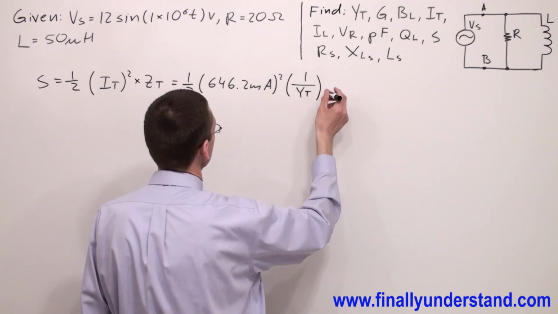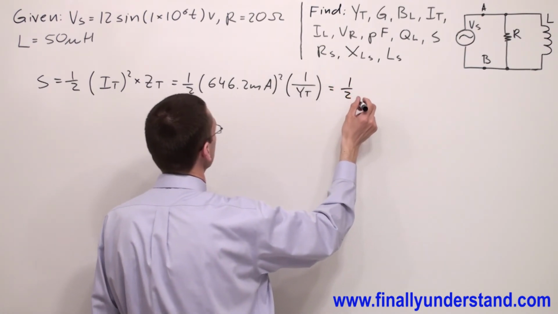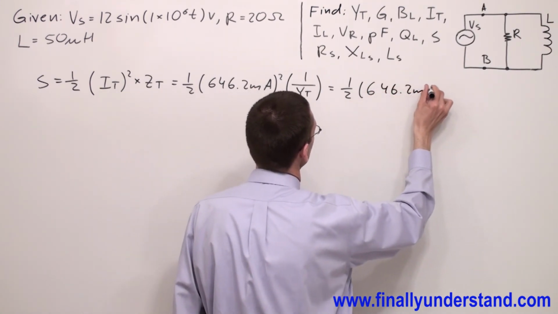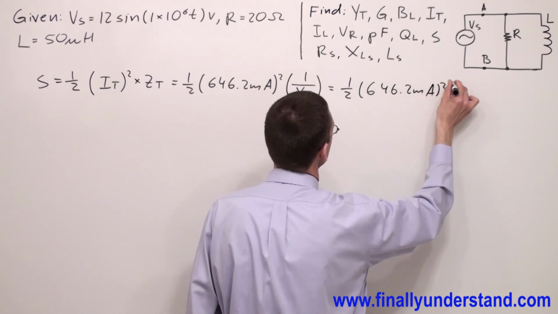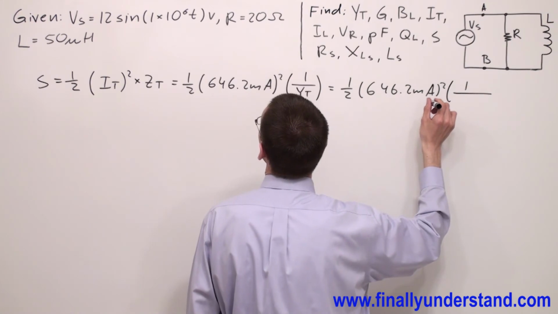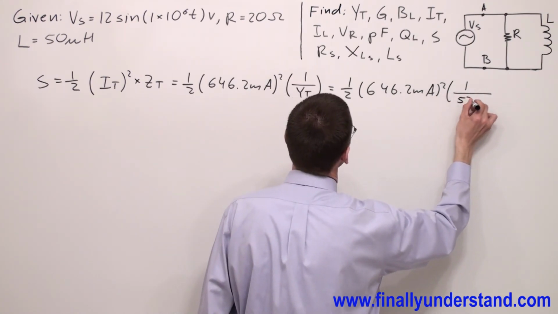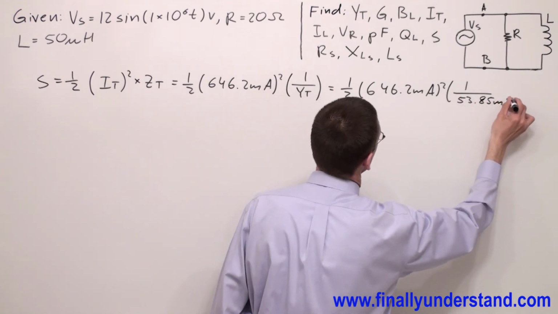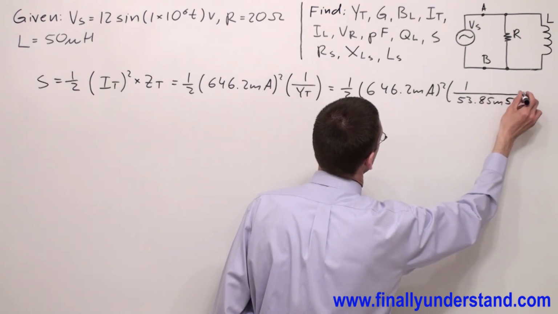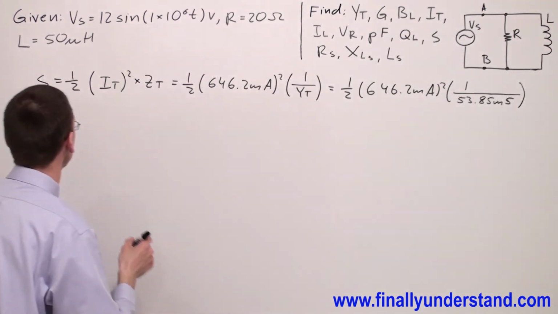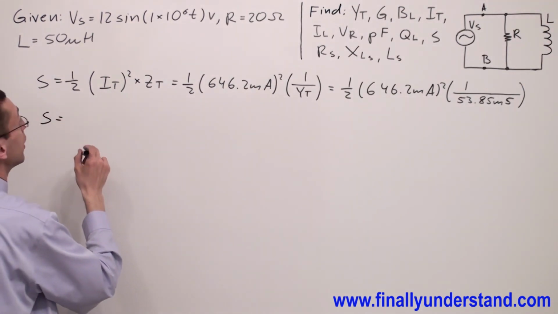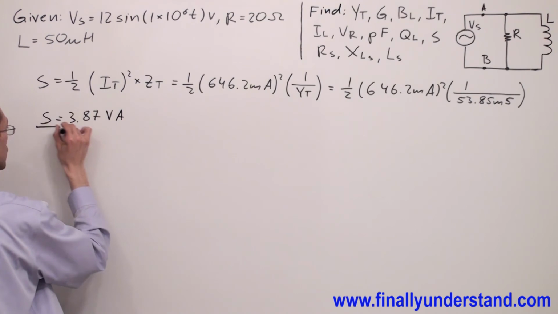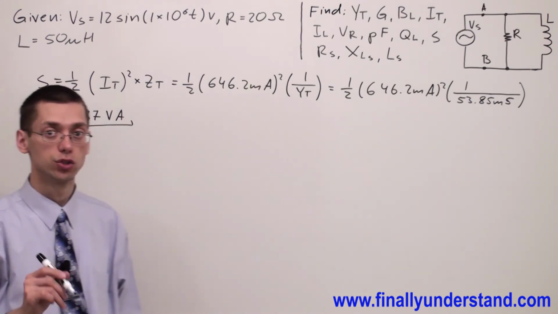Okay, so let me rewrite this one more time. So I have 1/2 646.2 milliamps raised to the second power times 1 over Y total, which is equal to 53.85 millisiemens. Okay, so apparent power is equal to 3.87 volt amp. Okay, so this is the apparent power in my circuit.